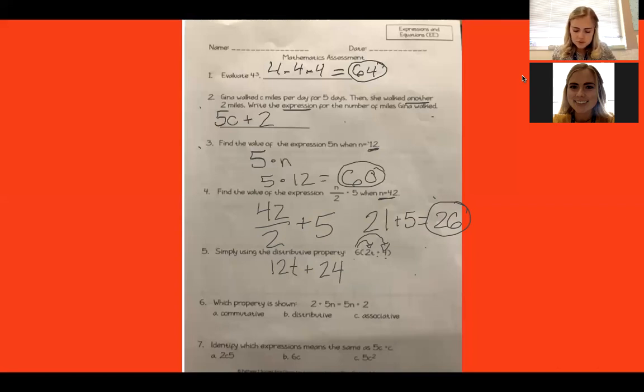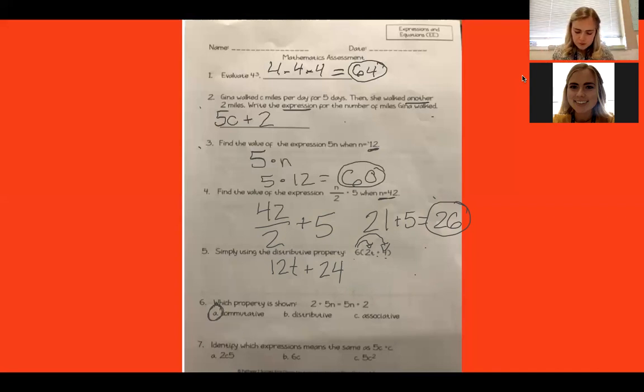Okay, for question 6, we haven't really gone over these properties, but this is which property is shown. 2 plus 5n equals 5n plus 2. So it's the same thing as thinking 2 plus 5 is the same as 5 plus 2. That property is called the commutative property, where you just switch the order of how you add things.